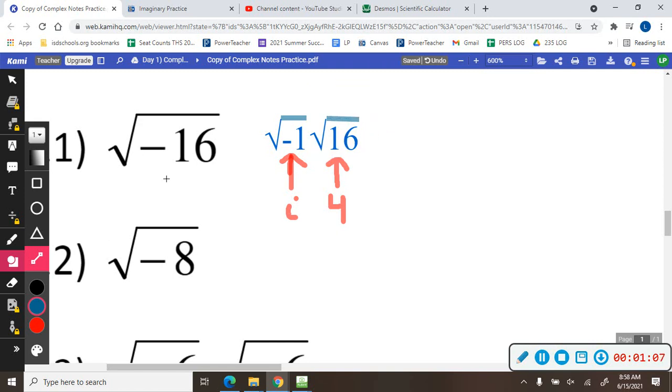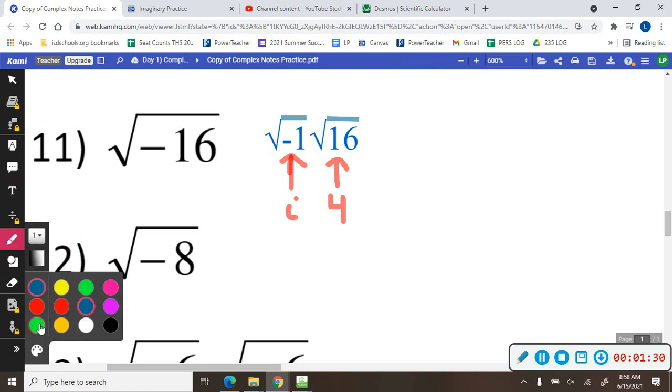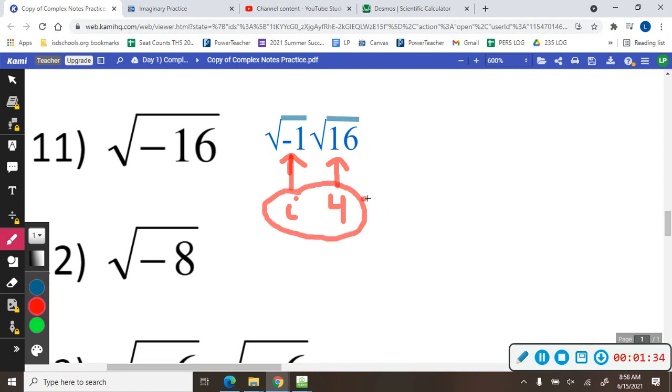So the square root of negative 16 is the square root of negative 1 times the square root of 16. By definition, square root of negative 1 is i. Anytime you have square root of negative 1, you can change that to an i. And we know that square root of 16 is 4 because 4 times 4 is 16. You put these two together, and you get 4i.